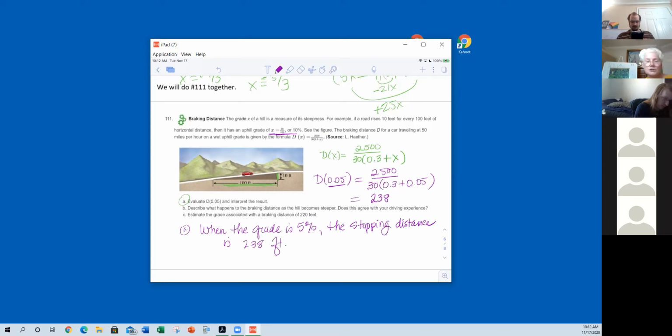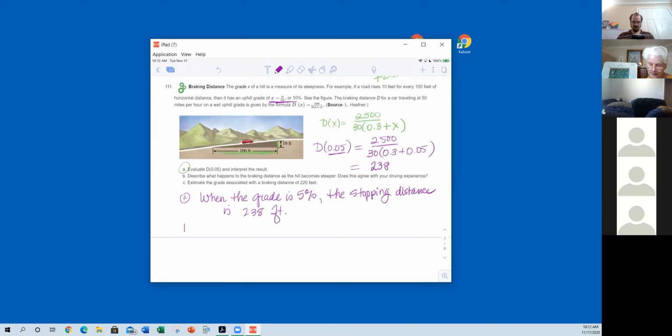Okay, now question B says, describe what happens to the braking distance as the hill becomes steeper. So we really didn't have to do B. So let's just kind of talk about it. As the hill becomes steeper, what's going to happen to the stopping distance of your car? Will it be less feet or more feet? What do you think?